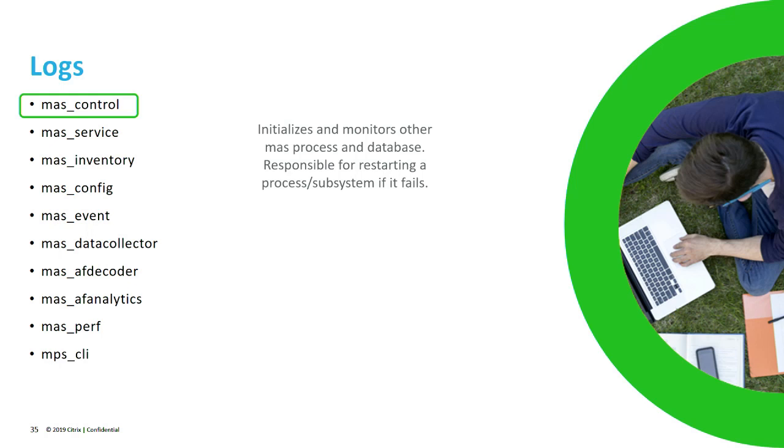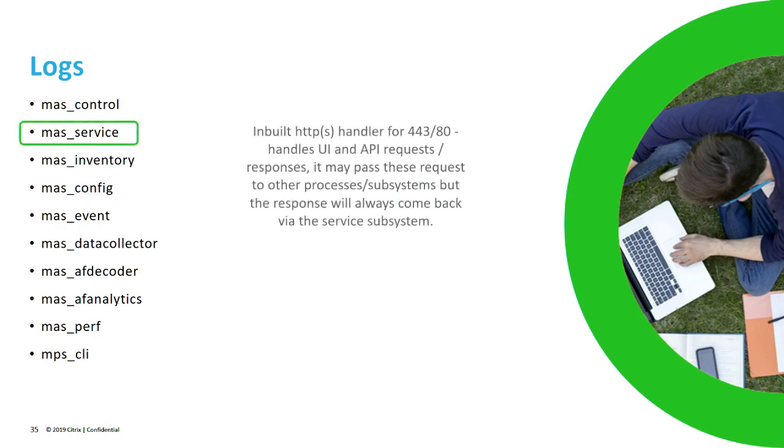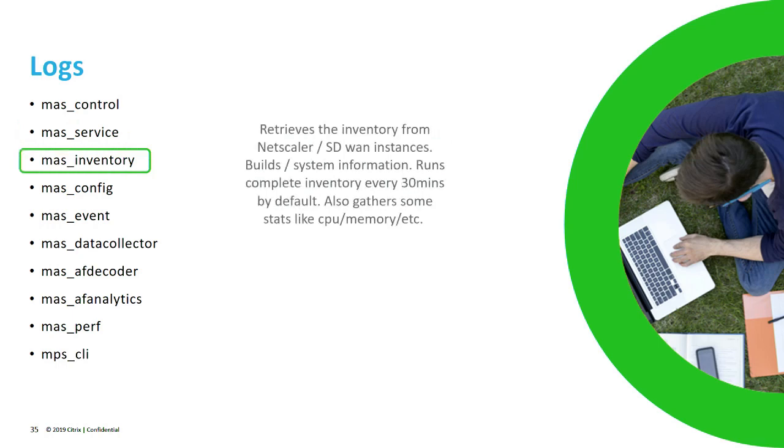The other log is going to be the service log. This is going to be for API requests. The third log is going to be the inventory log. This is where we're going to get a lot of information about what's happening, because this gives us information about the inventory with respect to your ADM or your ADCs and your SD-WANs, etc. This runs a complete inventory every 30 minutes by default, and it gathers things like statistics about CPU, memory, etc. The mass config log is going to provide process configuration requests, and it gets those from the service processes.